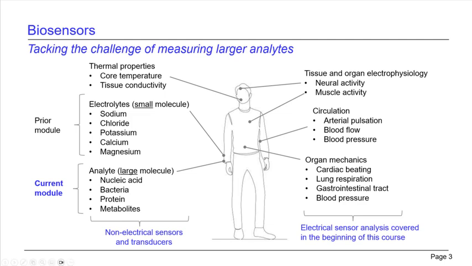In this diagram, we note that the current module continues examining strategies not amenable to the electrical sensor analysis covered in the beginning of the course, but now we are seeking to measure large molecule analytes such as nucleic acid, bacteria, proteins, and metabolites. As has been mentioned earlier, this portion of the course tends to examine just a few items identified on the left-hand side of the figure above. At the risk of being slightly redundant, let's comment on the biosignals just one more time. I call this raising our gaze a bit to help achieve a broader view of our work.